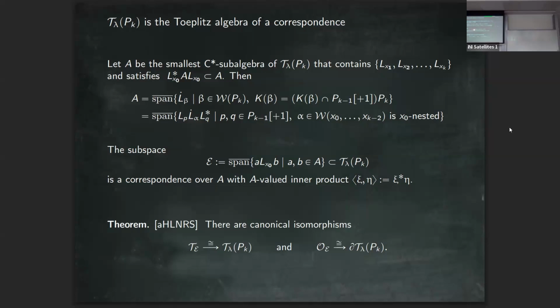But anyway, if you now just form a subspace by multiplying this algebra A on the left and on the right of the generator corresponding to x0, the one that isn't there, then you get a correspondence over A. The A-valued inner product is the one you expect in T lambda, which is the product of C star A. And the theorem is that there are canonical isomorphisms. The Toeplitz Cuntz algebra, Thompson algebra of E, is the Toeplitz lambda of pk, and the Cuntz quotient is the boundary quotient. So now we have realized T lambda and its boundary quotient as bimodule algebras.